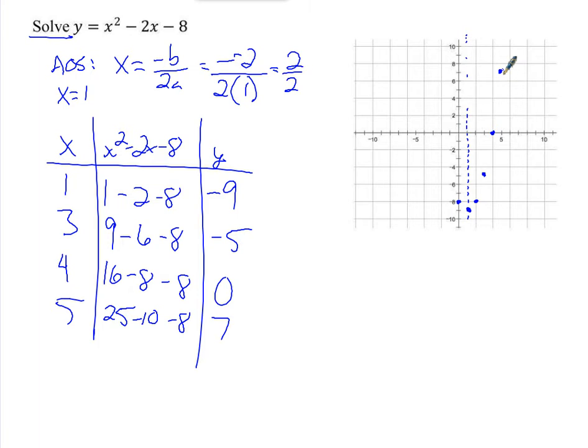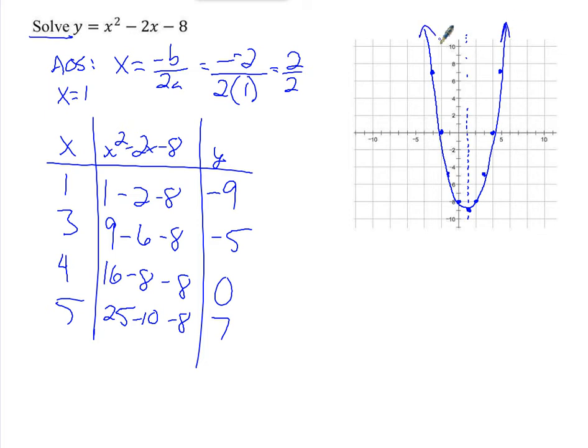And now what do we do? Reflect. So we got to go 1, 2, so 1, 2. And then 1, 2, 3, so 1, 2, 3. And 1, 2, 3, 4, so 1, 2, 3, 4. There's my parabola. Now what? Okay, drawing the smooth curve. The graph is now done.